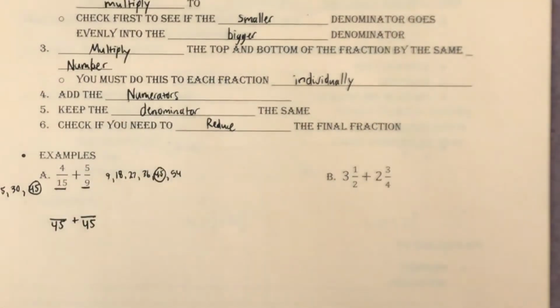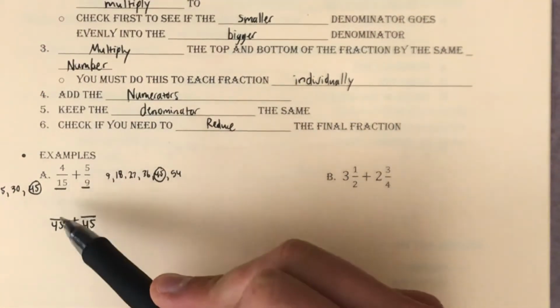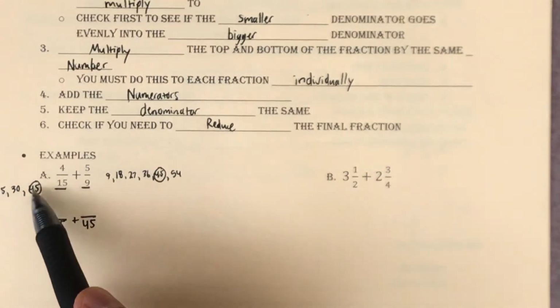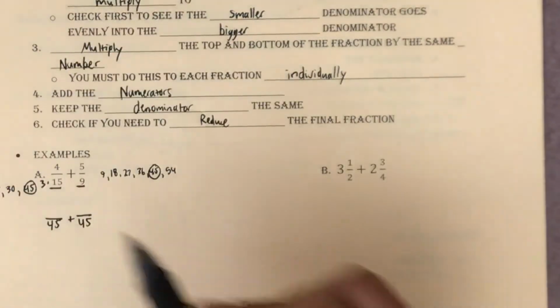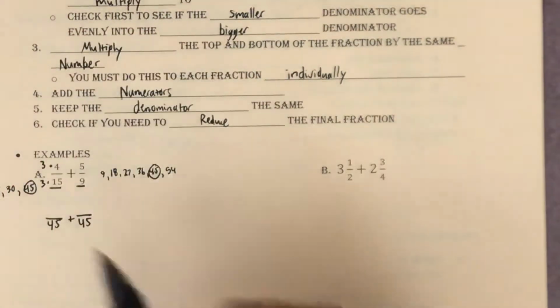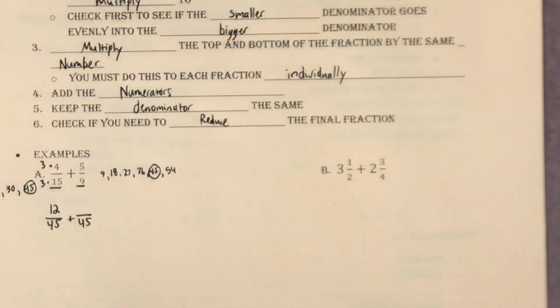Well, now my next step is I've got to figure out what did I multiply 15 by to get to 45. Well, if I've got the multiples, I just count them. 1, 2, 3. So I multiplied 15 by 3. Well, that means I also have to multiply the numerator of this fraction by 3. So 3 times 4 is 12. And now what we've created is what's called an equivalent fraction. 12 over 45 is the same fraction as 4 over 15. It's just written in a different way.